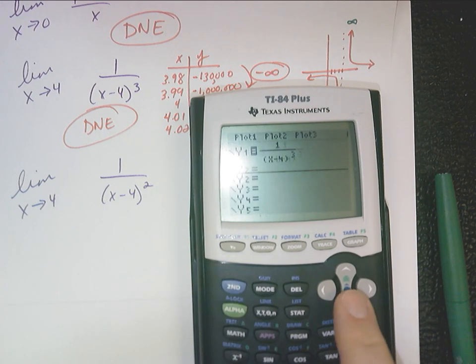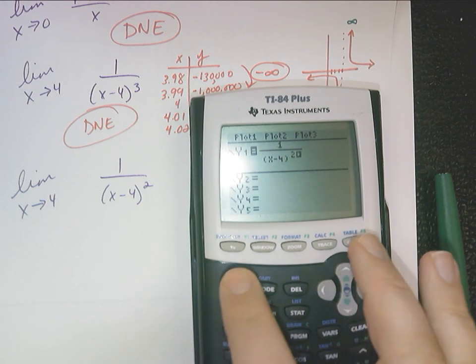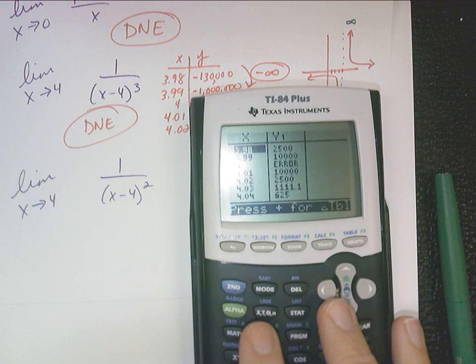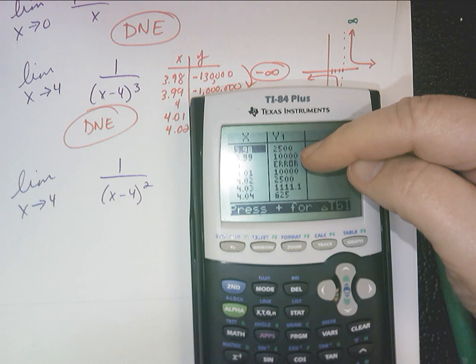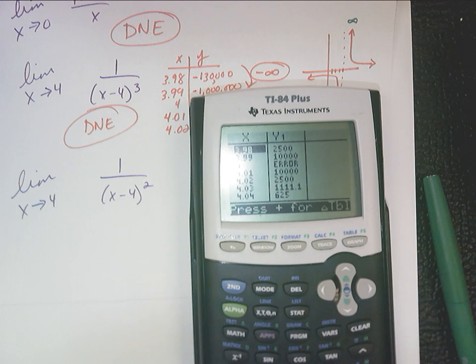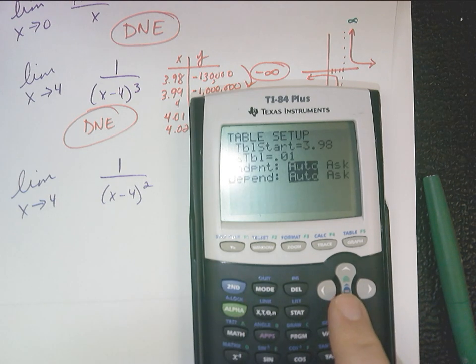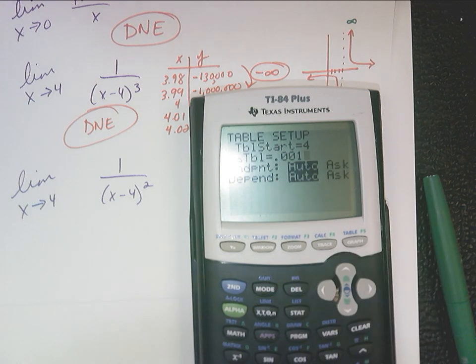Y equals. I think I just made it squared. Okay? And just to look at the table, look right here. 2,500, 10,000. A lot of students get this wrong and they say, oh, it's going to 10,000, Mrs. Seta. No, it's going to infinity. And just to show you, I'm going to change my table to start at 4 and go by 0.001. Really tiny. Because what does the calculator do? The calculator is plugging in 4.001 and 4.002, and getting a value for y.